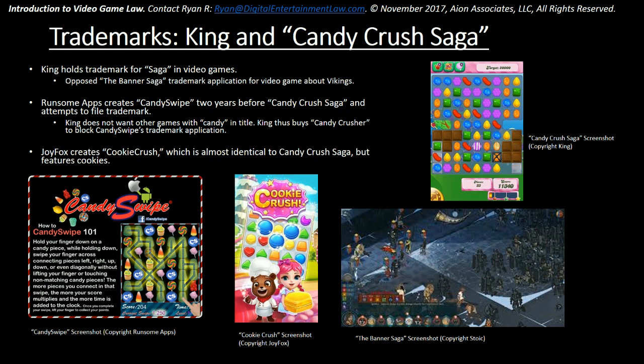Third example involves a suit by King against a Chinese developer who created a clone of Candy Crush but with cookies. While I haven't seen the filings yet, presumably the Chinese developer's argument is going to be that Candy Crush itself is a clone of previous games like Bejeweled, which used jewels or other objects instead of candy, and thus King should not be able to sue them for IP infringement.